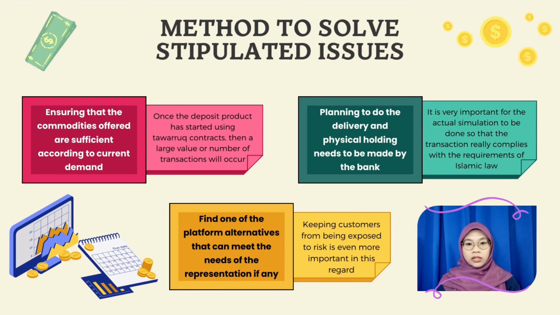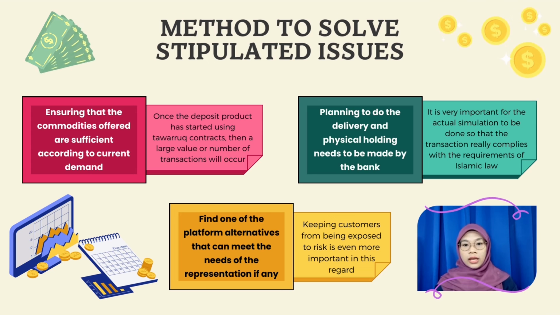Nevertheless, it is not wrong to suggest that the bank try to find one of the alternative platforms that can meet the needs of the representation, if any. In this case, there is a commodity transaction platform provider company, namely Sedania Al-Salam Capital Sdn Bhd, who can provide the service. The company makes talk time credit the underlying assets for the tawarruq transactions performed. However, it is suggested that a study should be done to obtain complete information on the modus operandi of the company.